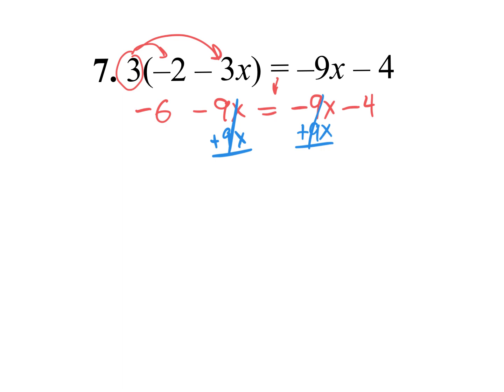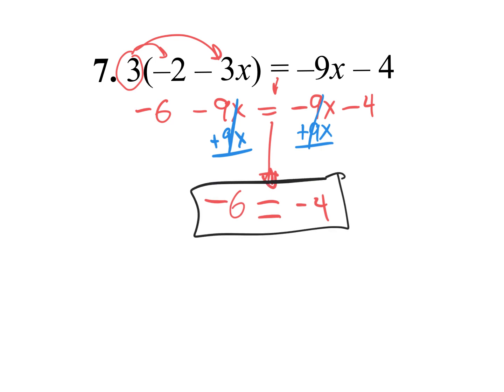So the x's disappear. And what am I left with? Well, I'm left with the equal sign, and I have a negative 6 on the left side of the equal sign and a negative 4 on the right side of the equal sign. Now, we all know that that's impossible. That's a no-no. Negative 6 does not equal negative 4. So we say no solution. There is no answer to this problem.